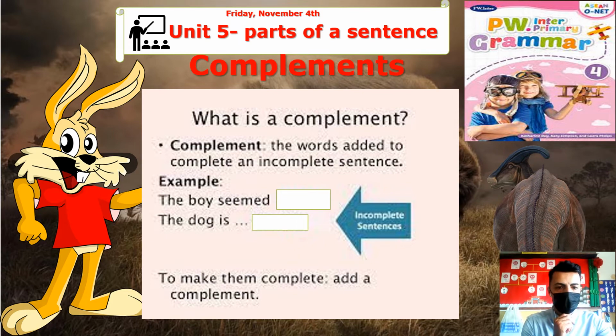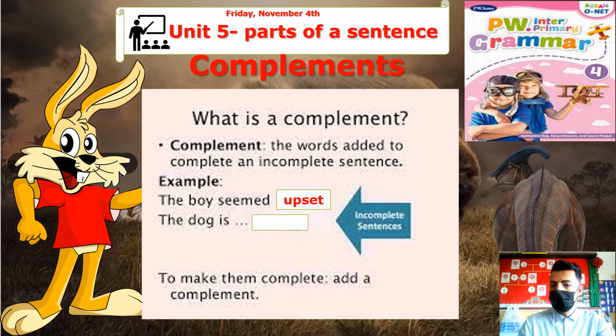For example, the boy seemed. This is an incomplete sentence, and we need to complete it. For example, the boy seemed upset. Now, upset is the complement. Why do we call it a complement? Because it completes the sentence. Alright? Complements can be nouns or adjectives.